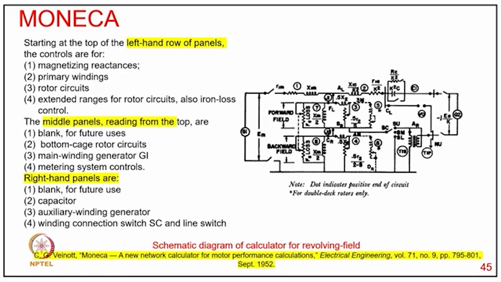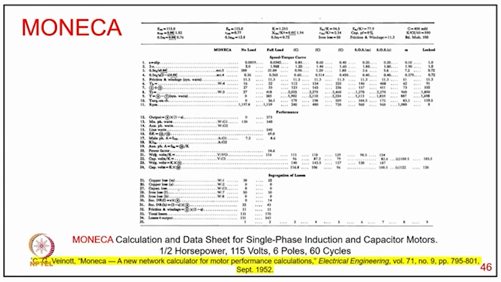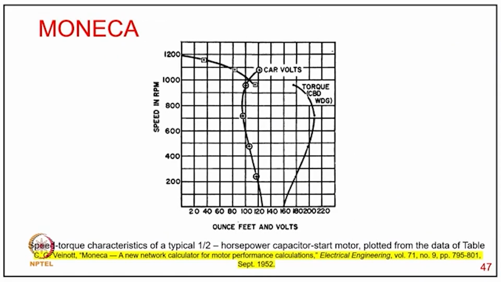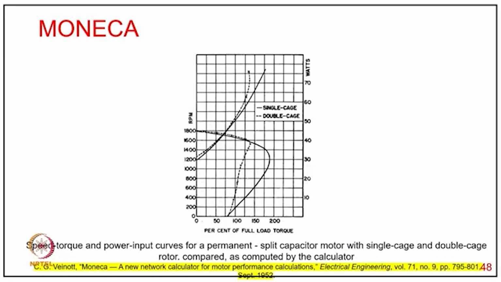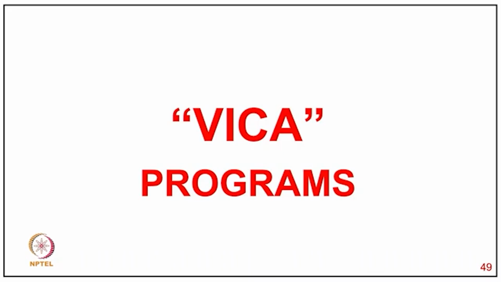And this is typically how the typical circuit is given in the schematic diagram for calculation of the revolving field, and all the calculated data from this is on a data sheet for a single phase induction motor and capacitor motor of half HP, 115 volt, 6 pole and 60 Hz. Then the speed torque characteristic of a typical half horsepower capacitor start motor is plotted from the data of the table. Then the speed torque and power input curves for a permanent split capacitor motor with single phase and double cage rotor are computed by the calculator. Now there is another software which is converted from this, called the WICA program.